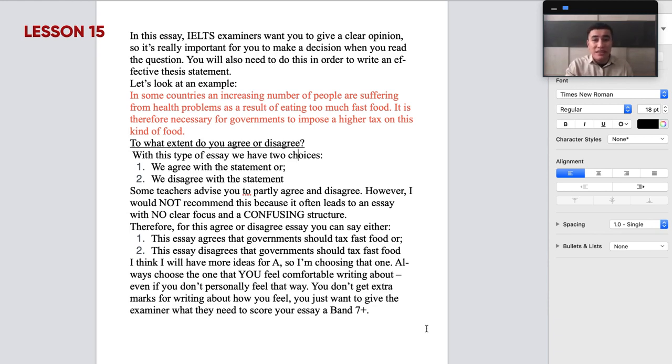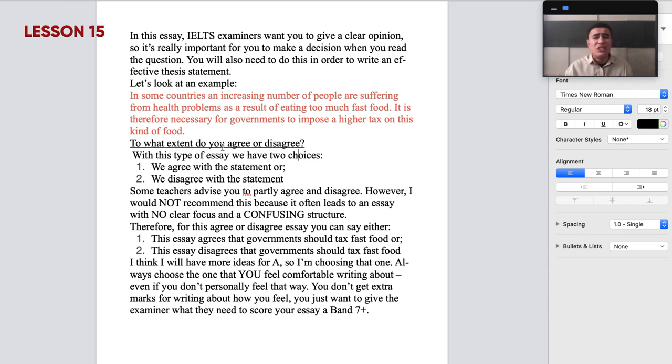First of all, let's look at this example here. In some countries, an increasing number of people are suffering from health problems as a result of eating too much fast food. It is therefore necessary for governments to impose a higher tax on this kind of food. To what extent do you agree or disagree? This is the question, and it means you are going to write an opinion essay. So, you have 2 choices. We agree with a statement or we disagree with a statement.